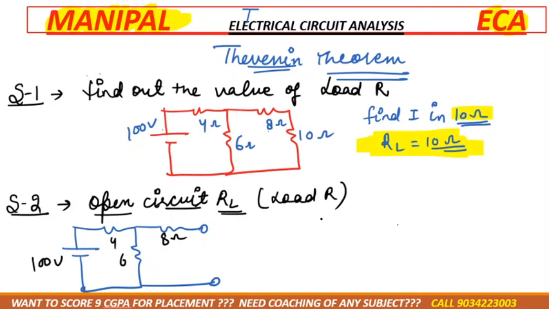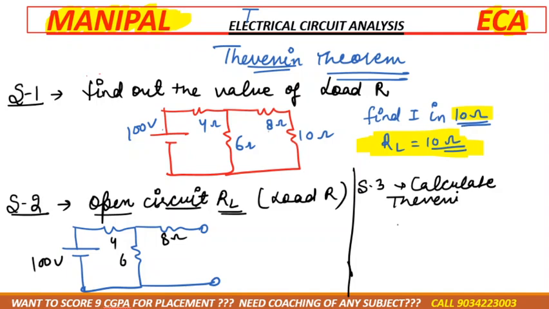Now step number 3, we need to calculate Thevenin voltage. Okay, we need to calculate Thevenin voltage, and Thevenin voltage is denoted by VTH. That would be equal to always VAB. Like suppose this was the load resistance, and we'll always mark A and B terminal across the load resistance. Okay. So now as you can see, you are standing at A and you need to move towards B.